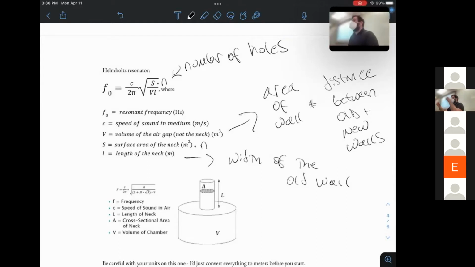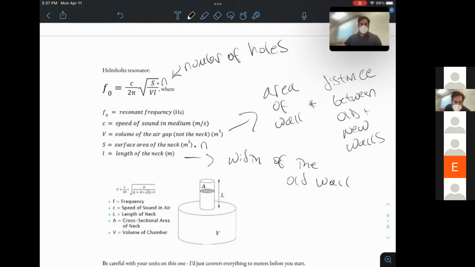Because that surface area, if I have 15 of those, the length hasn't changed at all. The length of the neck is always the width of that wall, but the total surface area is however many holes times the surface area of one. Everybody else feel okay about that?